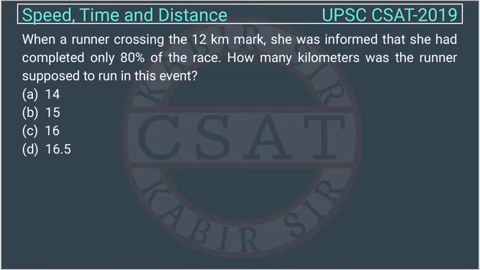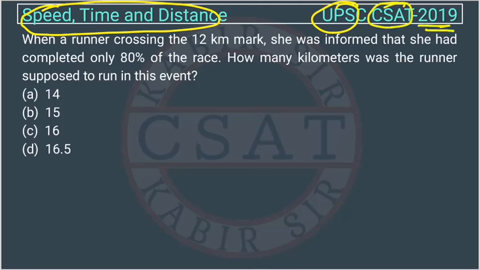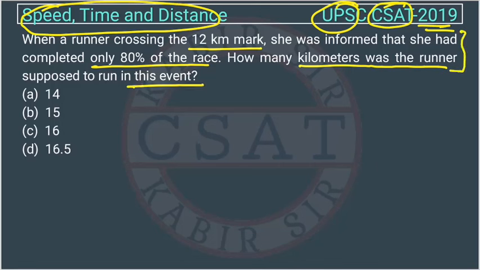This is a question of speed, time and distance asked by UPSC in their CSAT paper of 2019. When a runner was crossing the 12 km mark, she was informed that she had completed only 80% of the race. How many kilometers was the runner supposed to run in this event? Reading this, it looks a little tricky, but this is a very easy question, right?